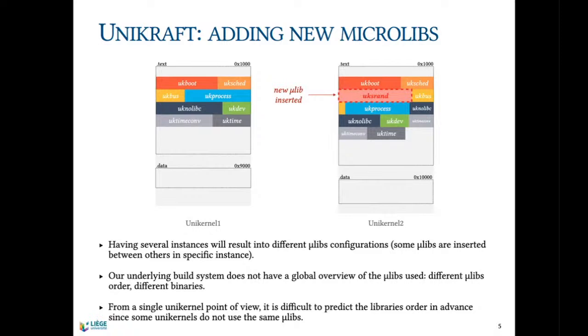Since we have a new microlib which modifies the microlib order, the resulting unikernels will also have different memory representations, and we will see that it will have an impact. But the microlib order is fixed by the underlying build system, the Unikraft build system. The Unikraft build system does not have a global overview of all the microlibs used by the different instances. Why? Because each unikernel is built individually.